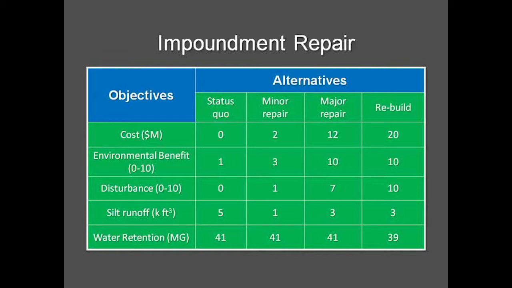Now we've developed some model to express the consequences of each of the different alternatives on each of the different objectives. So when we look at this consequence table, it's not readily apparent what the smartest thing to do is. It depends on how much you care about cost versus environmental benefit. How important is disturbance to you, or water retention? So we have to deal with the fact that there's trade-offs. There's probably not going to be one alternative that's just best on every one of the different objectives.